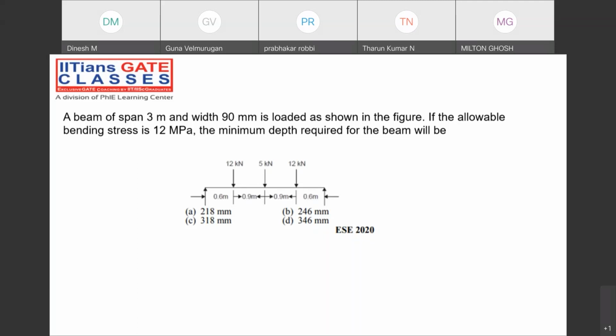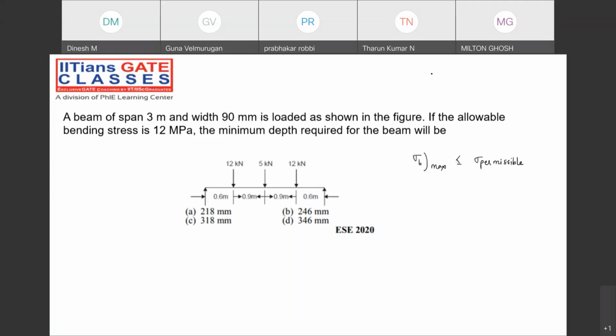So we need to calculate the depth of the beam for this particular question. That was recently asked in an engineering services paper. So here, first of all, the main aim is to calculate the maximum bending moment, right? Because you know that when sigma b maximum is less than or equal to sigma permissible, the design of the beam is correct. The moment sigma b becomes more than sigma permissible, it will fail, right?